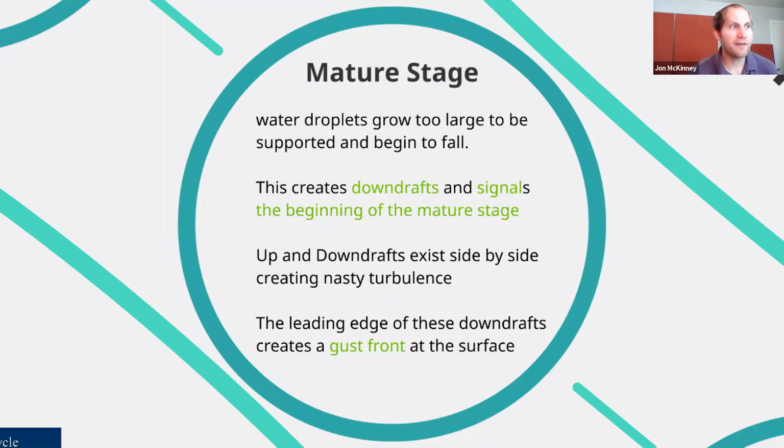Updrafts and downdrafts exist side by side, creating nasty turbulence. Read that as wind shear. Wind shear. The leading edge of these downdrafts creates a gust front at the surface. So that means you could be several miles away from the thunderstorm, but as that thunderstorm pushes air out the bottom of the cumulonimbus cloud, it creates a gust of air, and you could be farther away from the thunderstorm and actually still experience the change of wind, and they call that gust front.